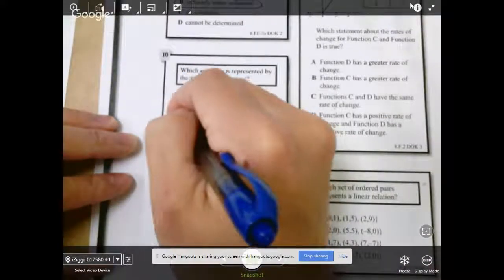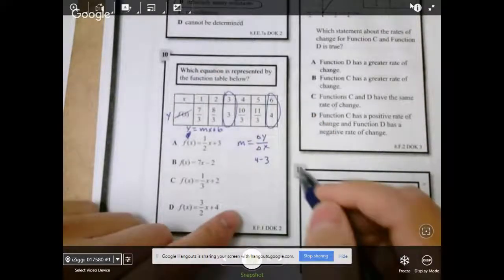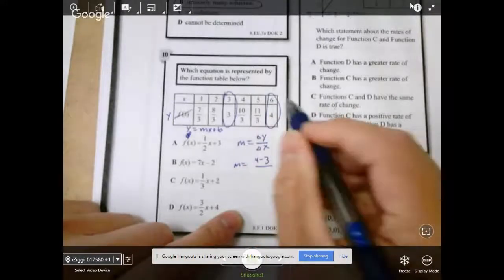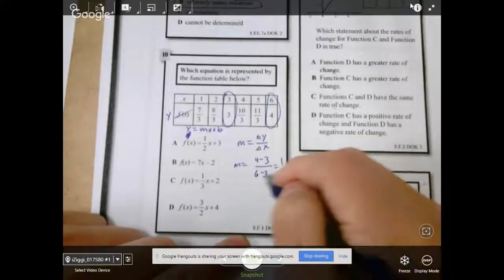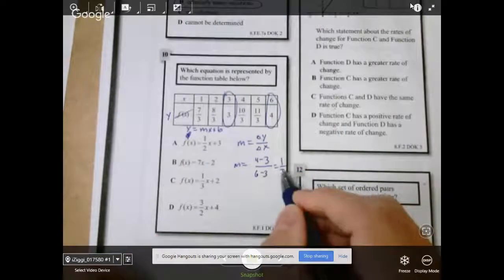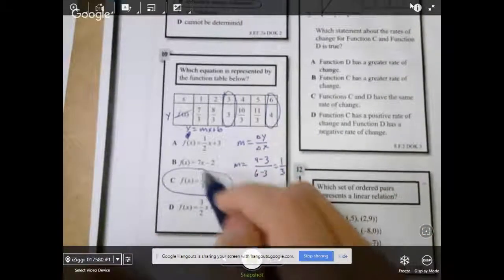So m equals the change in y, 4 minus 3, over the change in x, 6 minus 3. 4 minus 3 is 1. 6 minus 3 is 3. Your slope has to be 1/3. The only option with a slope of 1/3 here is C. There's your 1/3 slope. The other option you could have done is go to your calculator.